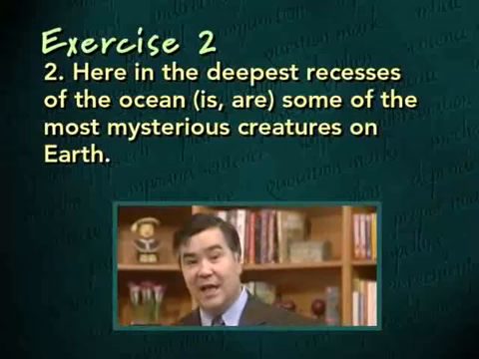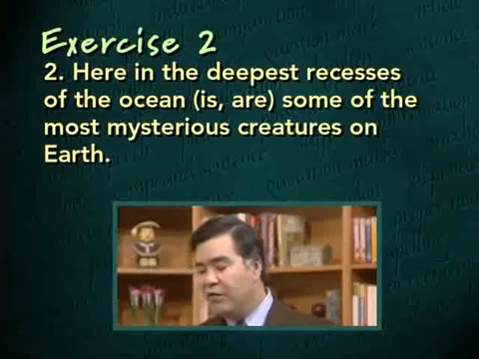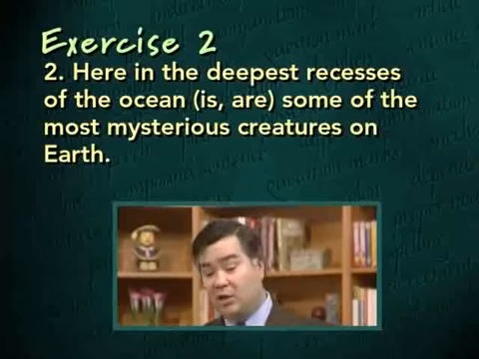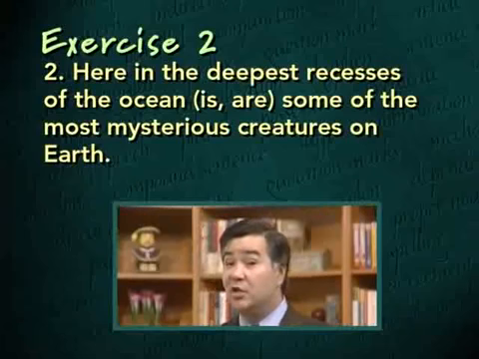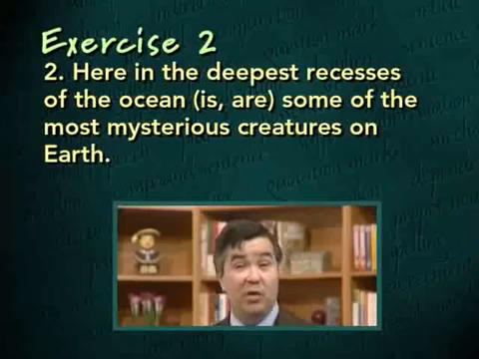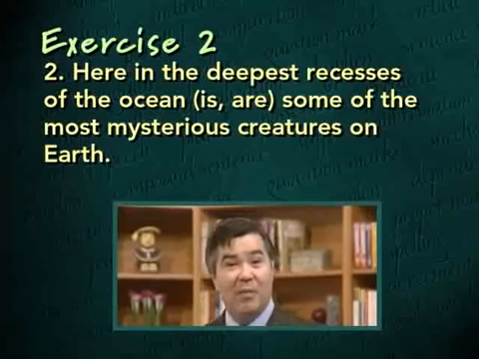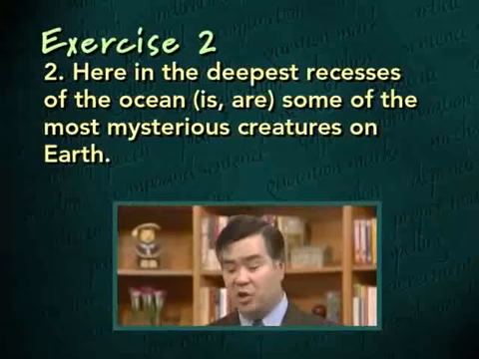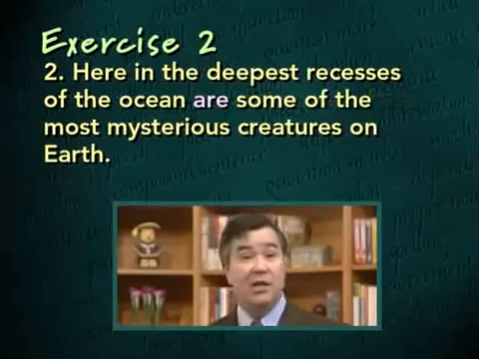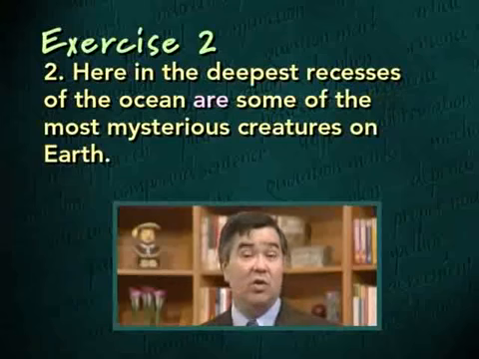In this case, the SANAM pronoun some is followed by the prepositional phrase, of the most mysterious creatures on earth. Since the pronoun is referring to some of the most mysterious creatures, plural, the pronoun is being used as plural in this case as well. Some, therefore, is plural, and the proper verb to go with that subject would also be plural. So the verb should be are, and the sentence would read, here in the deepest recesses of the ocean are some of the most mysterious creatures on earth.